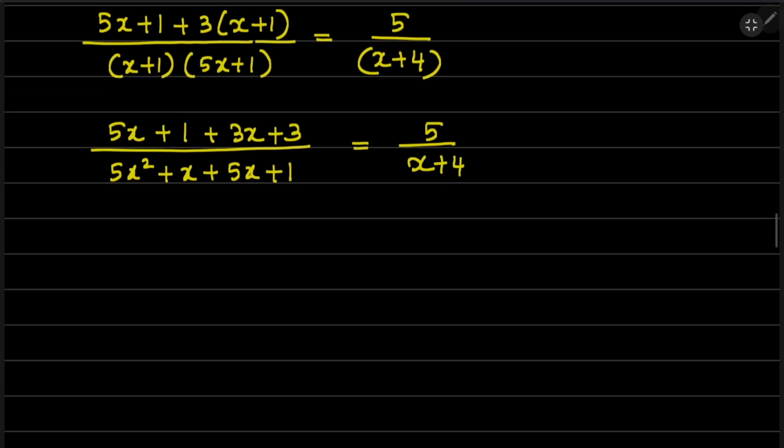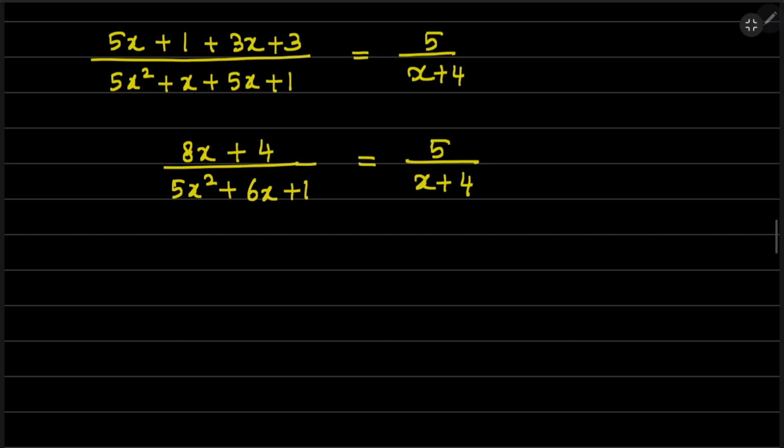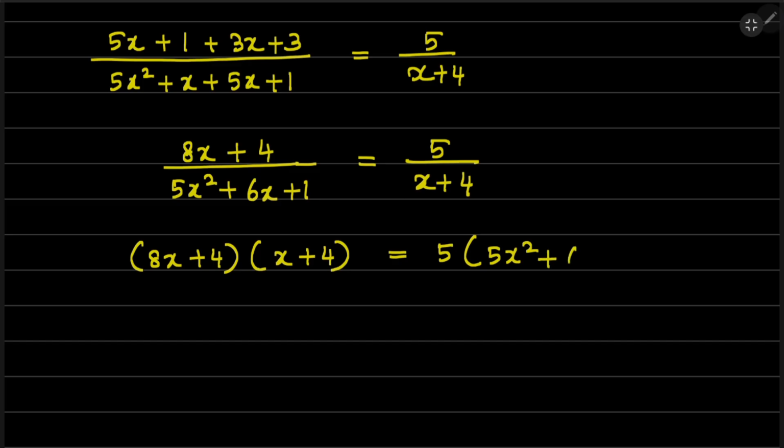Now let us solve it. 5x plus 3x in the numerator, you have 8x plus 3 plus 1, 4 divided by again 5x square plus 5x plus x is 6x plus 1 equal to 5 divided by x plus 4. Okay, cross multiply. So you have got 8x plus 4 multiplied by x plus 4 equal to 5 multiplied by 5x square plus 6x plus 1.